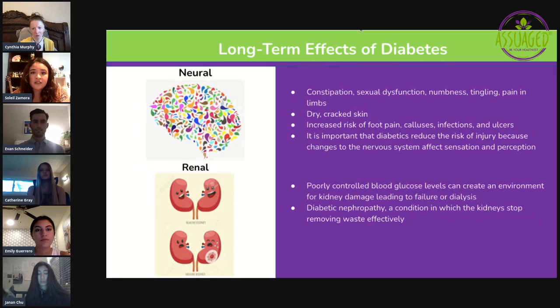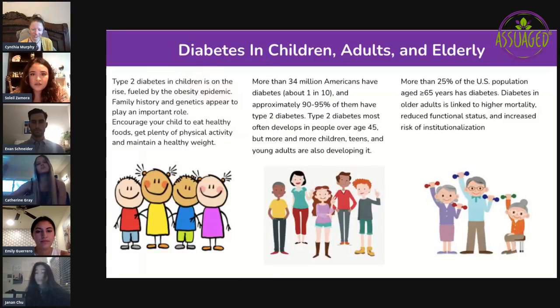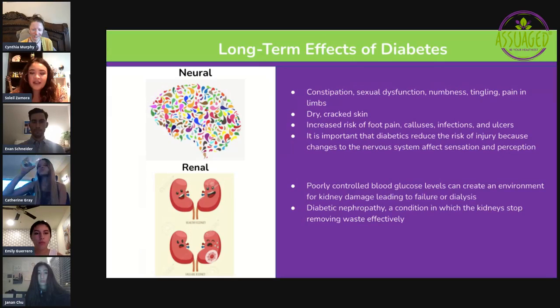Other long-term problems can affect the neurons of a person. It causes damage to the nerves and circulation, and it can lead to issues such as constipation, sexual dysfunction, numbness, tingling, and pain in the limbs. It can also lead to dry, cracked skin, and it can affect the sensation and perception of a person and how they feel on their skin.